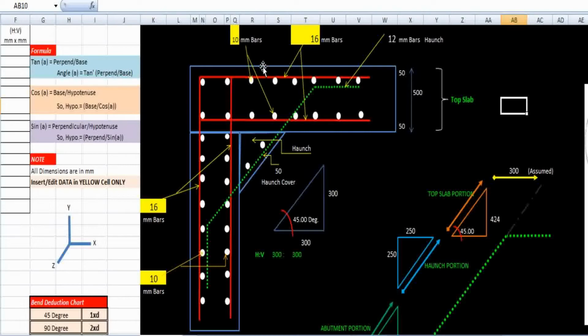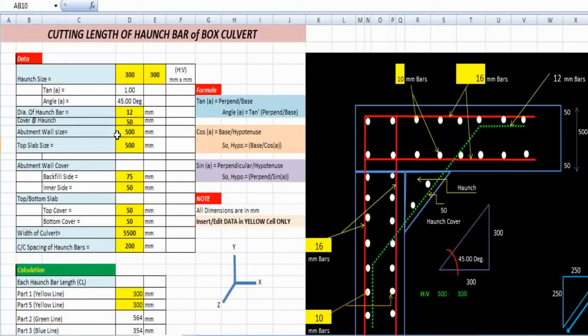Like 10 mm bars are provided here. Also red color bars of 16 mm diameter have been provided here, and this hunch bar has a diameter of 12 mm. Okay, so let's see further. Here I have provided a spreadsheet for you where you can easily estimate the hunch bar cutting length as per your requirement. So here we have the data.